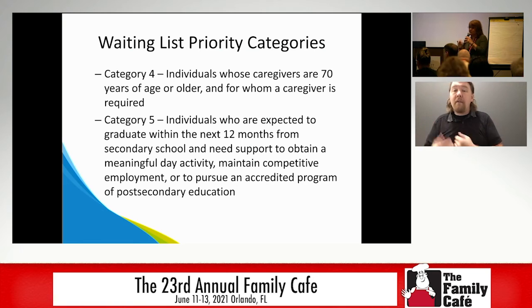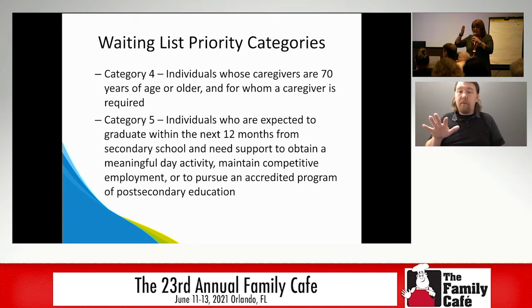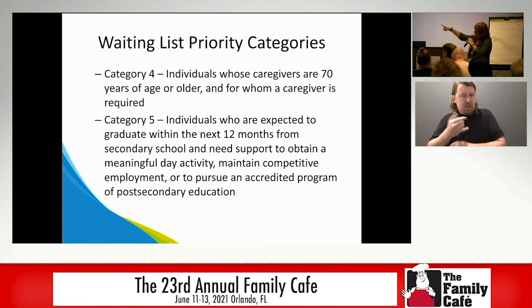expected to graduate within the next 12 months from high school, and need support to obtain a meaningful day activity, maintain competitive employment, or pursue an accredited program of post-secondary education. So typically, this would be individuals who are between the ages of 22, 23, 24, maybe 25. If by the age of 25, they're still in category 5, we need to figure out if you still meet that criteria. Are you still going to graduate?